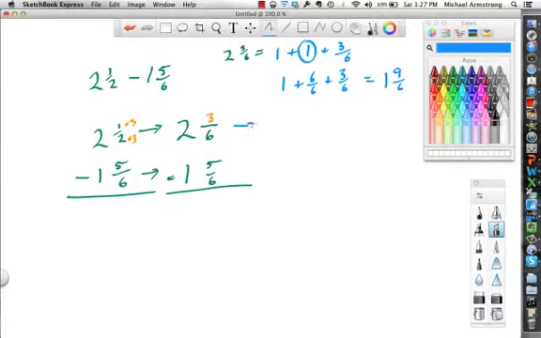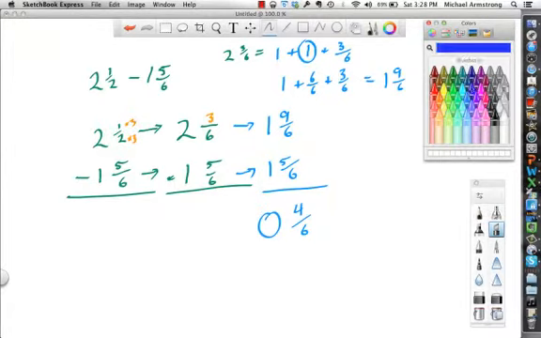So we're really going to rewrite this as 2, nope, not 2. We're going to write it as 1 and 9/6 take away 1 and 5/6. And now it's something we can actually subtract. 9 take away 5 is 4. 1 take away 1 is 0. So it's 0 and 4/6, which is just 4/6. We don't need to write a 0 and 4/6.